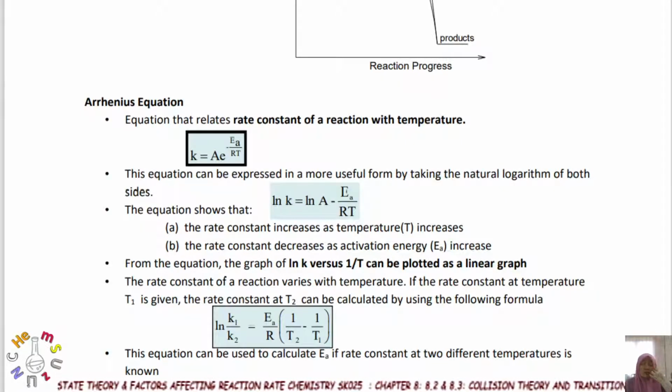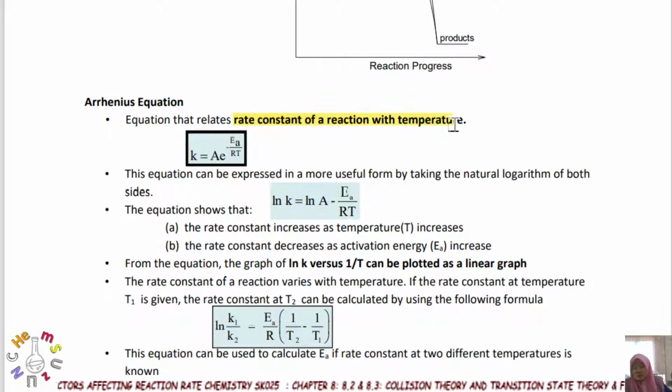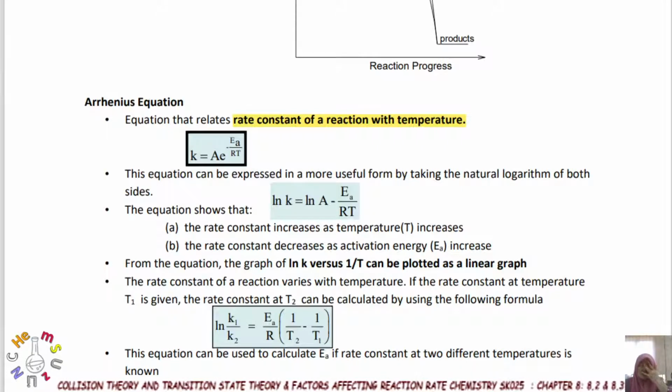Arrhenius equation, dia kata the equation that relate rate constant with the temperature. Okay, sekarang ni Madam confused tengok equation dia. Dia kata K is equal to e to the negative EA over RT. Okay, tapi dia kata this equation can be expressed semua tu.